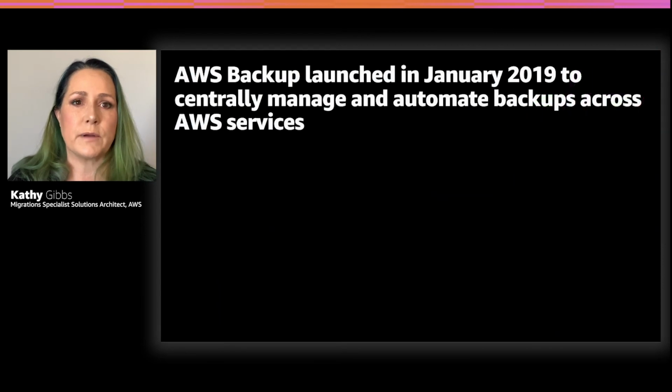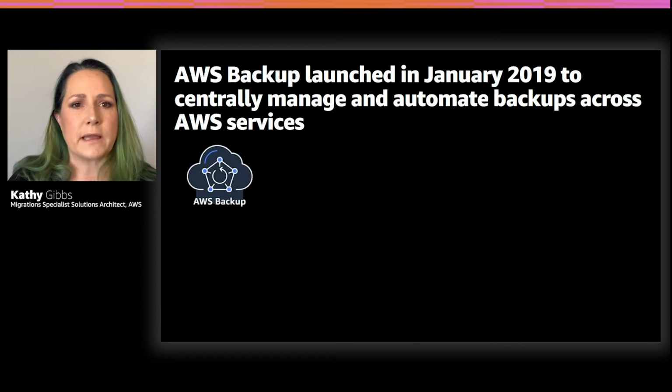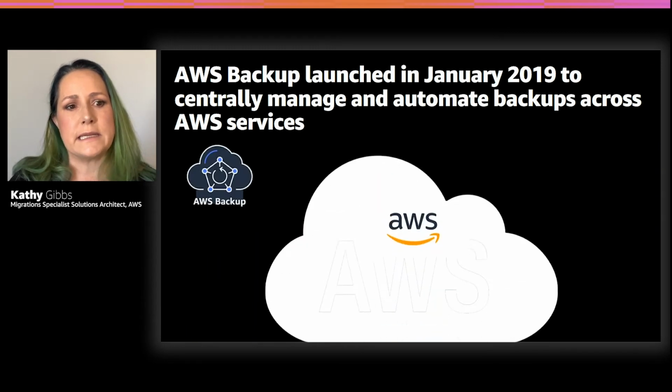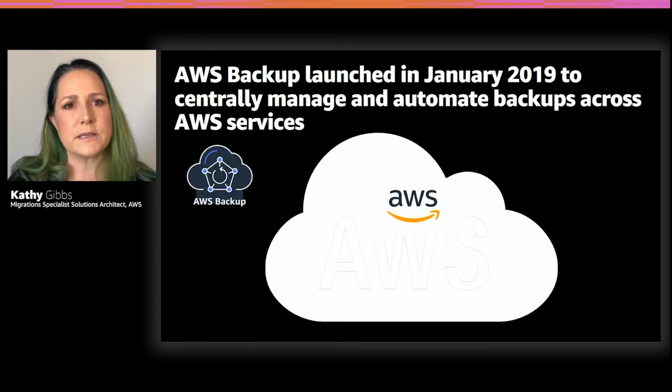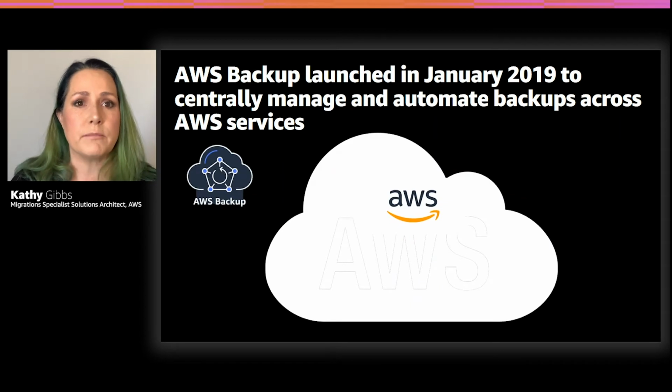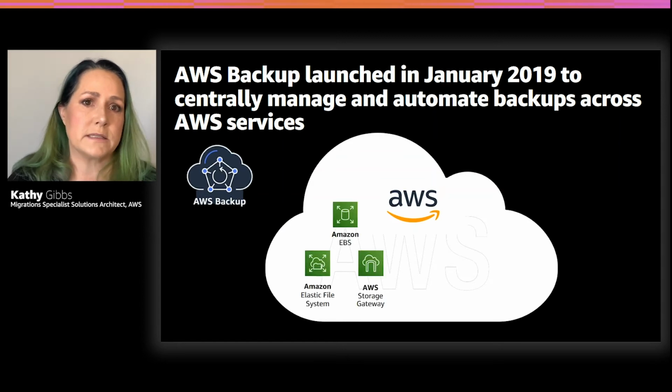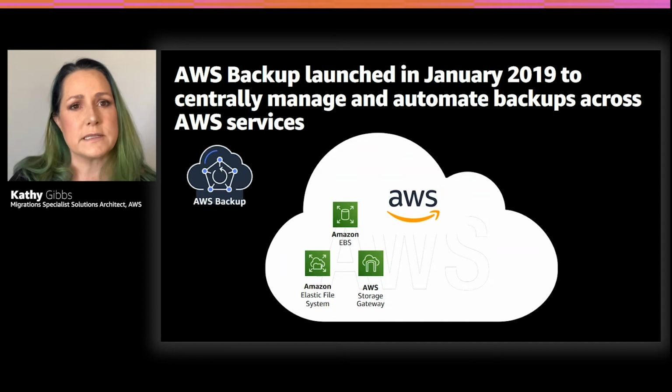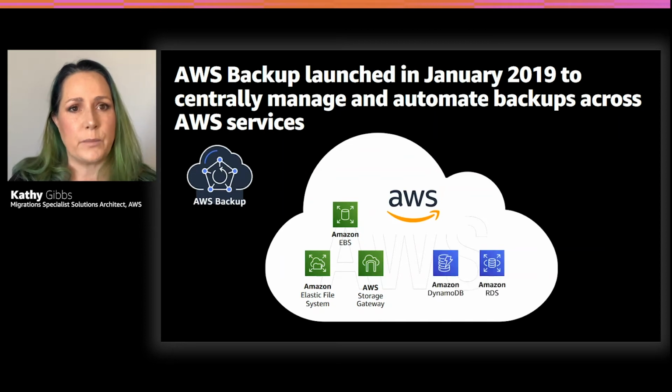So what is AWS Backup? AWS Backup launched in January of 2019, and it's central management and automation for backups across services and across your accounts. Okay, so here's my backup. I can not only back up EBS, EFS if I want that file system, as well as the databases, the Amazon RDS, of which Aurora is a part of.